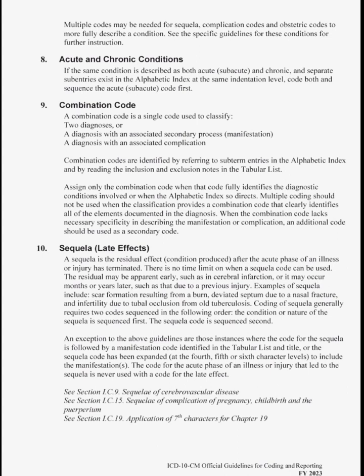Coding of sequela generally requires two codes sequenced in the following order. The condition or nature of the sequela is sequenced first. The sequela code is sequenced second. An exception to the above guidelines are those instances where the code for the sequela is followed by a manifestation code identified in the tabular list and title, or the sequela code has been expanded, at the 4th, 5th or 6th character levels, to include the manifestations. The code for the acute phase of an illness or injury that led to the sequela is never used with the code for the late effect.